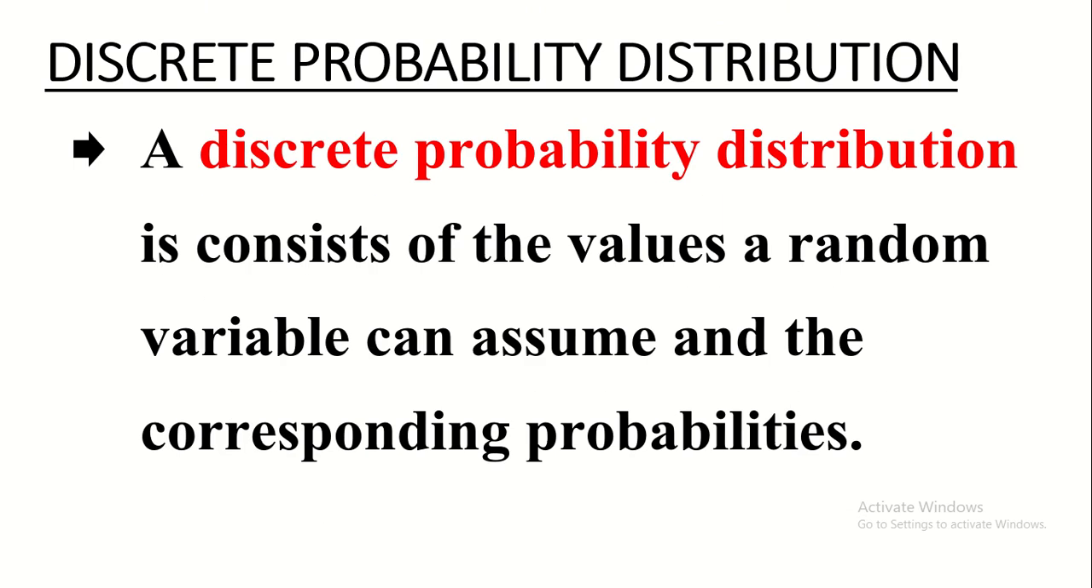Ano nga ba ang discrete probability distribution? A discrete probability distribution consists of the values a random variable can assume and the corresponding probabilities. Later on, malalaman talaga natin sa pamamagitan ng mga examples ang ibig sabihin ng discrete probability distribution.